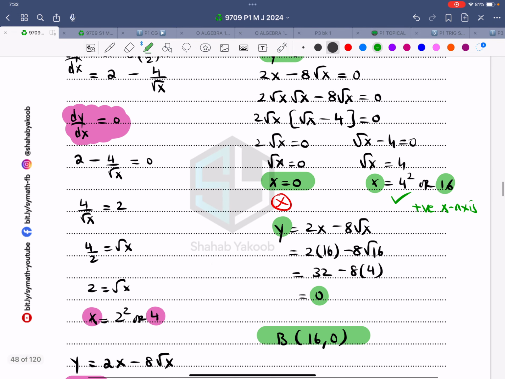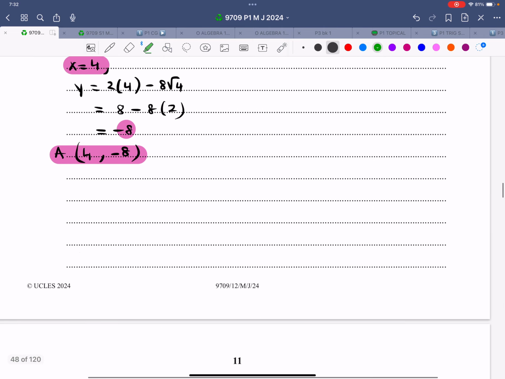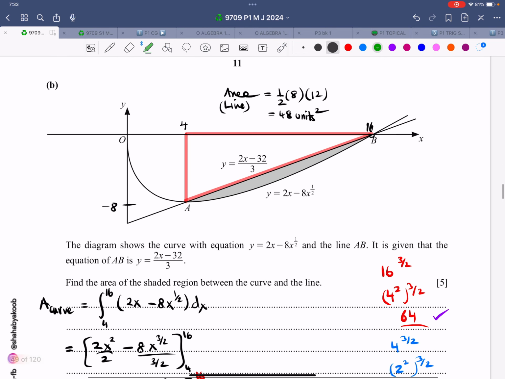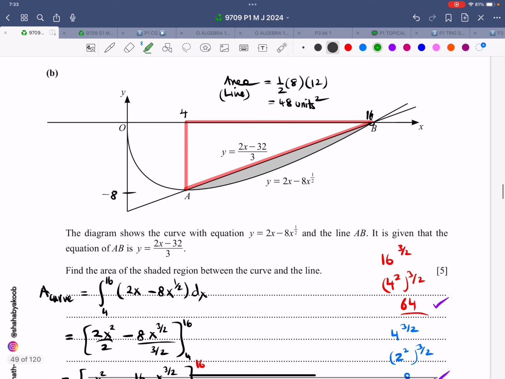Yes, you have to do a lot of work for all these small marks. Remember that the whole paper is about 75 marks. Now it says, the diagram shows the curve with equation and the line AB. So that is the curve that's going like this. And the line AB that's going like this. So we now have the coordinates of A, we now have the coordinates of B. It is given that the equation of AB is this much. Find the area of the shaded region between the curve and the line.